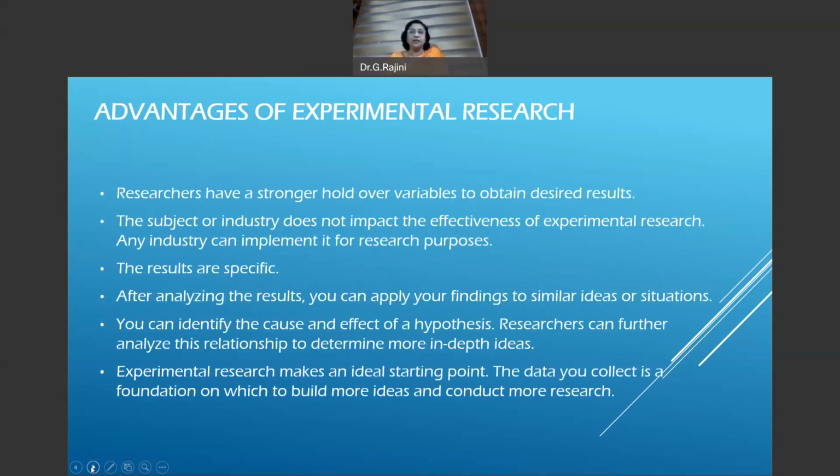So there are many advantages of experimental research. The researcher has a stronger hold over variables to obtain desired results. The subject or industry does not impact the effectiveness of experimental research. Any industry can implement it for research purposes. The results are specific. After analyzing the results, you can apply your findings to similar ideas or situations. You can identify the cause and effect of the hypothesis as well. The researcher can further analyze this relationship and determine more in-depth ideas into it. So experimental research makes an ideal starting point. The data we collect is the foundation on which we build more ideas and conduct more research.